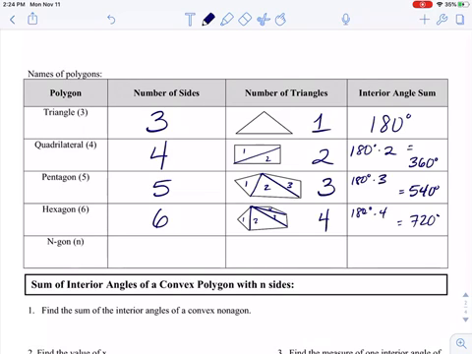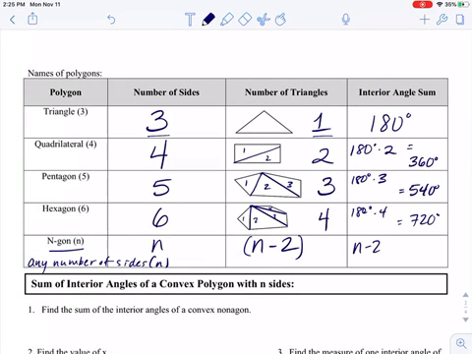So to generalize, here's what we notice. If we have an n-gon, which means n sides, any number of sides, the number of triangles is always n minus 2. Notice 3 minus 2, 4 minus 2, 5 minus 2, 6 minus 2. The difference is 2 in every case. And then what I'm doing is I'm taking the number of triangles, n minus 2, and multiplying by 180, and that gives me the interior angle sum.